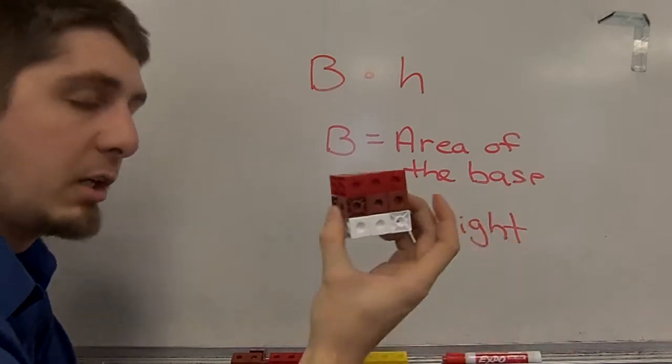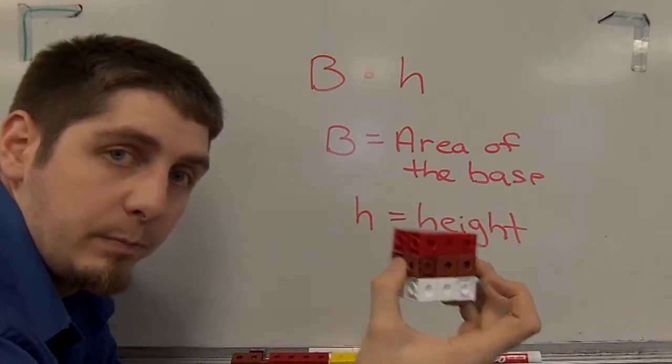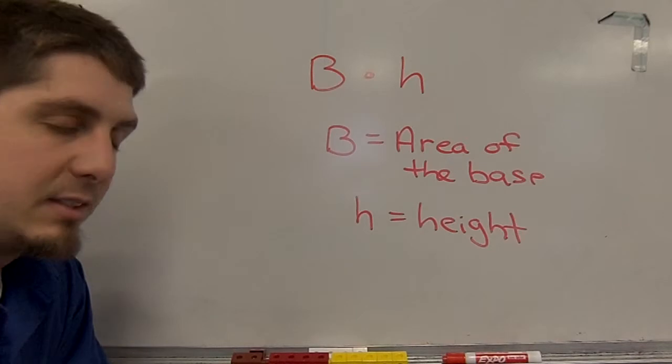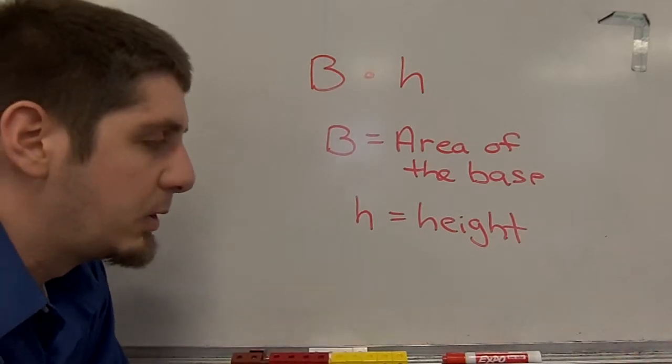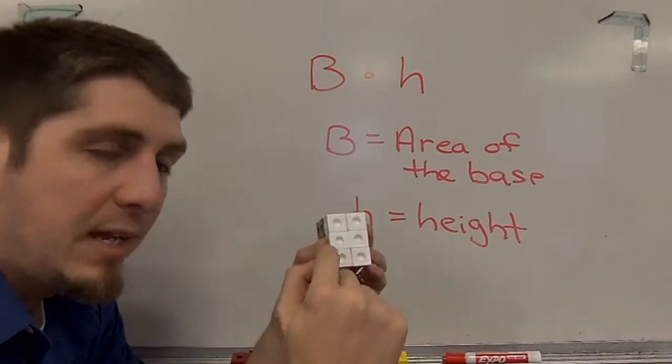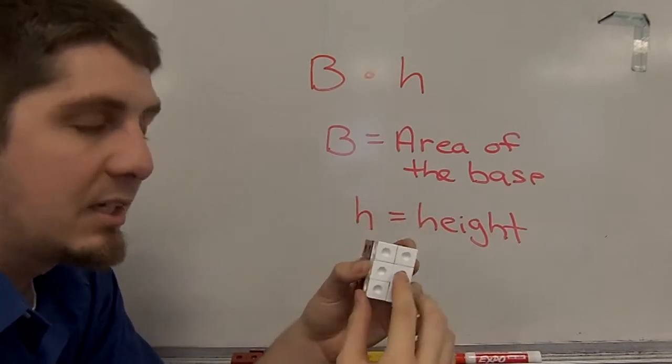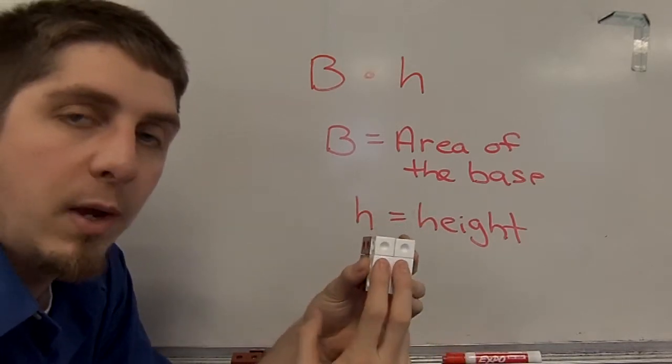And that will work whether or not you have a rectangular prism, triangular prism, a cylinder, a hexagonal prism. No matter what the shape of the base is, when you find the area of the base, that's telling you how many 1x1 squares you have in the base.